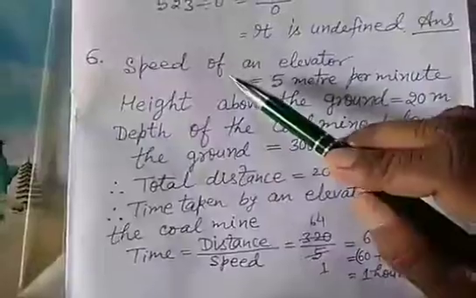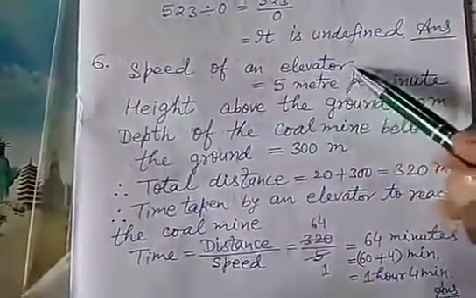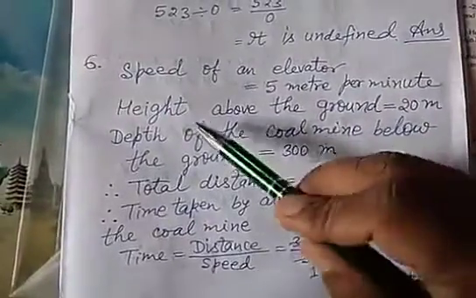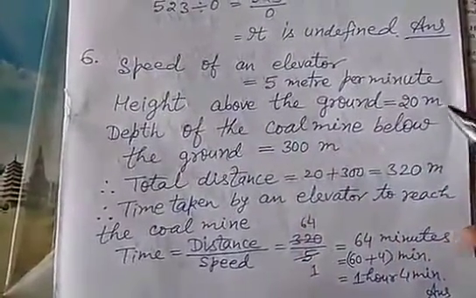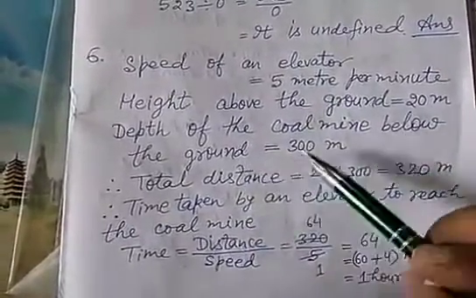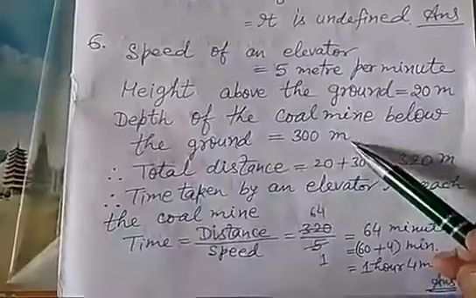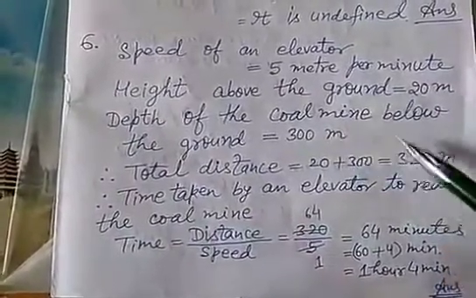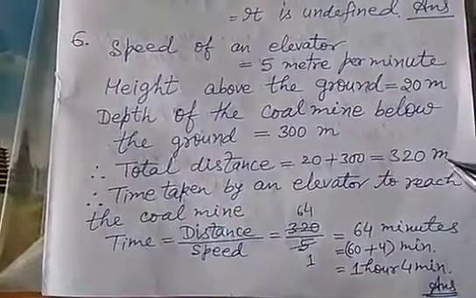mine. Speed of an elevator is equal to 5 meters per minute. Height above the ground is equal to 20 meters. Depth of the coal mine below the ground is equal to 300 meters. So total distance is equal to 20 plus 300, which is equal to 320 meters.